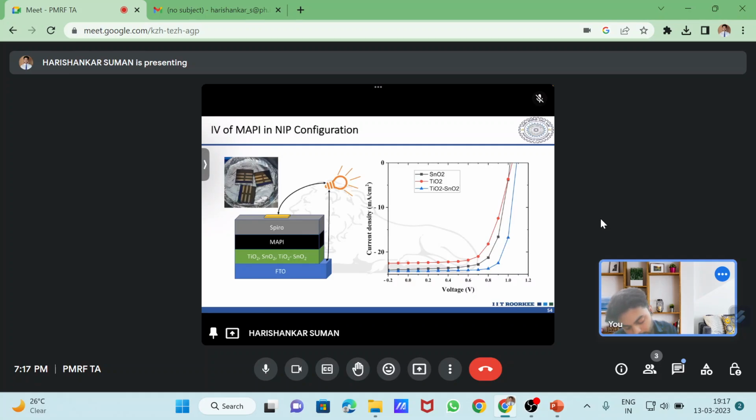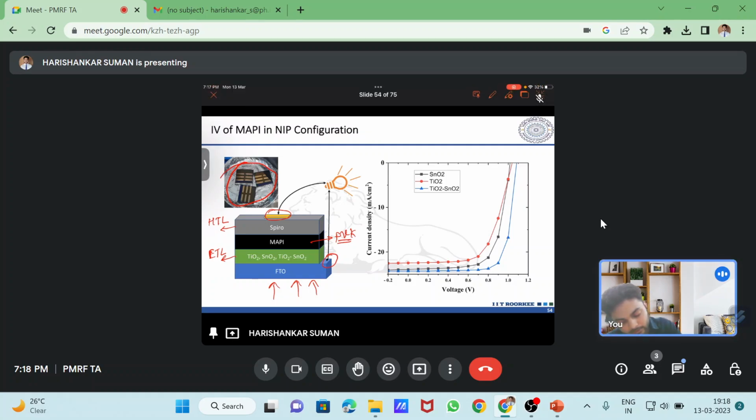Here is the FTO, the bottom electrode. Another is the top electrode. Light is illuminated from this side, and this is the electron transport layer. This is the hole transport layer, and this is our perovskite. And I will draw the curve like that. This is the real thing in the lab.